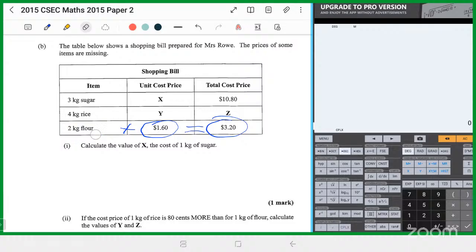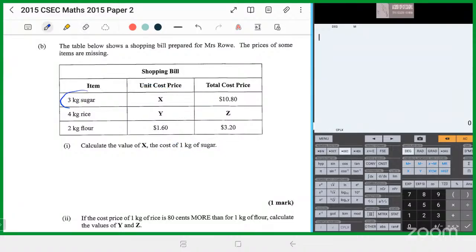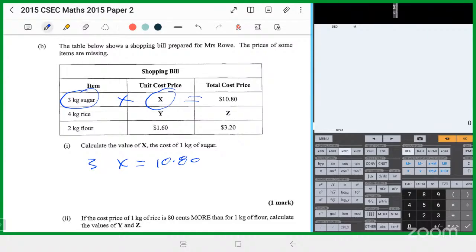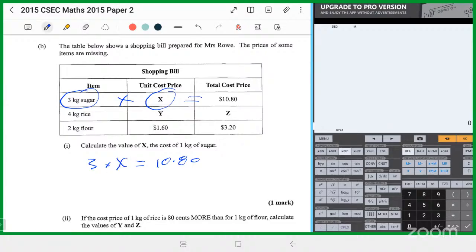Now, the first thing I want is for us to find the value of x, the unit cost for 1 kilogram of rice. Remember, 3 kilograms of rice is equal to this, so therefore it becomes 3 times x equals this. Let's write it out. 3 times x is equal to 1080. I don't have to put on the dollar sign yet. 3 times the x is equal to 1080.